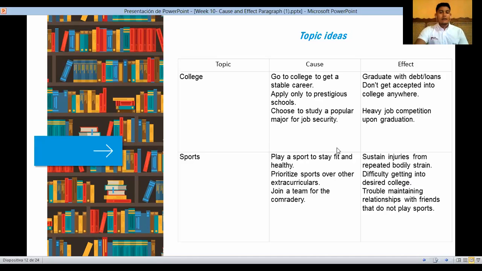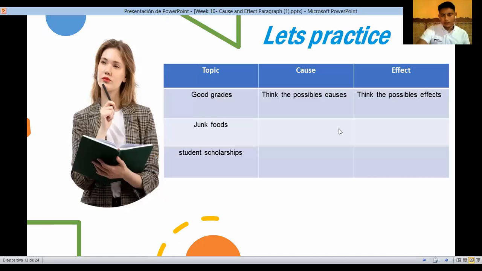And then I have a chance in this slide, I want participation because I want you to turn on the microphone and tell what you consider to be the cause and effects about that topic. And the first is good grades. Please turn on the microphone or let me know in a comment, please. What will be the cause for a good grade? What is the action that you do for that? Let me know.